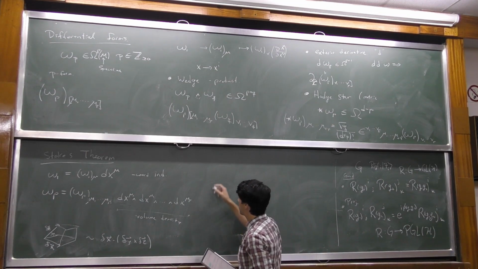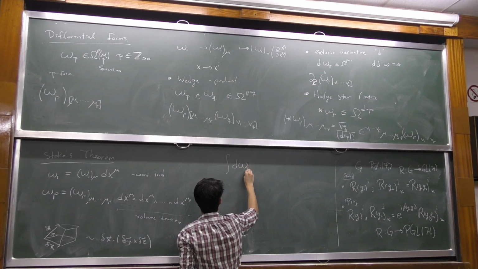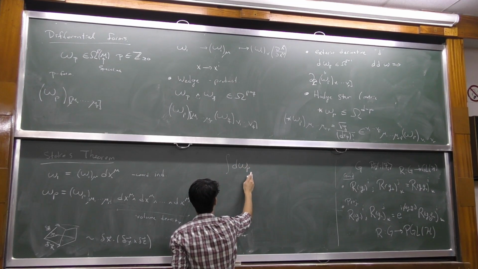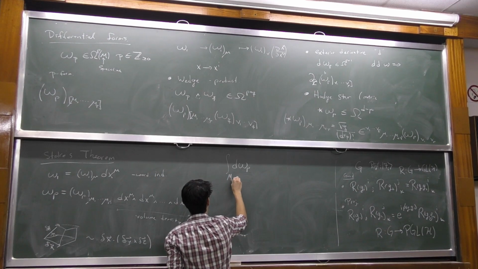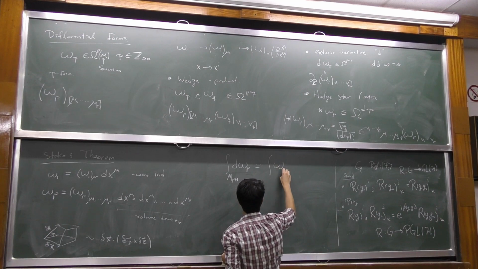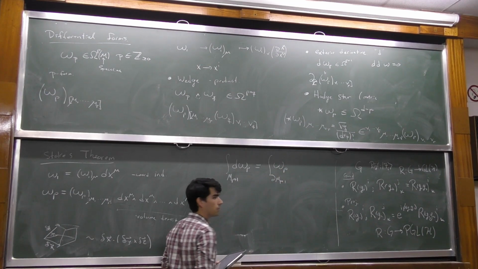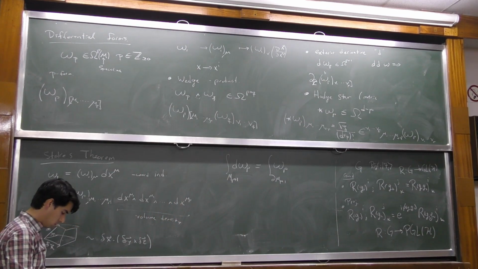And so Stokes' theorem, in terms of differential forms, is literally just the integral of the derivative of omega p on some p plus one-dimensional manifold is equal to the integral of omega p on the boundary of this manifold.